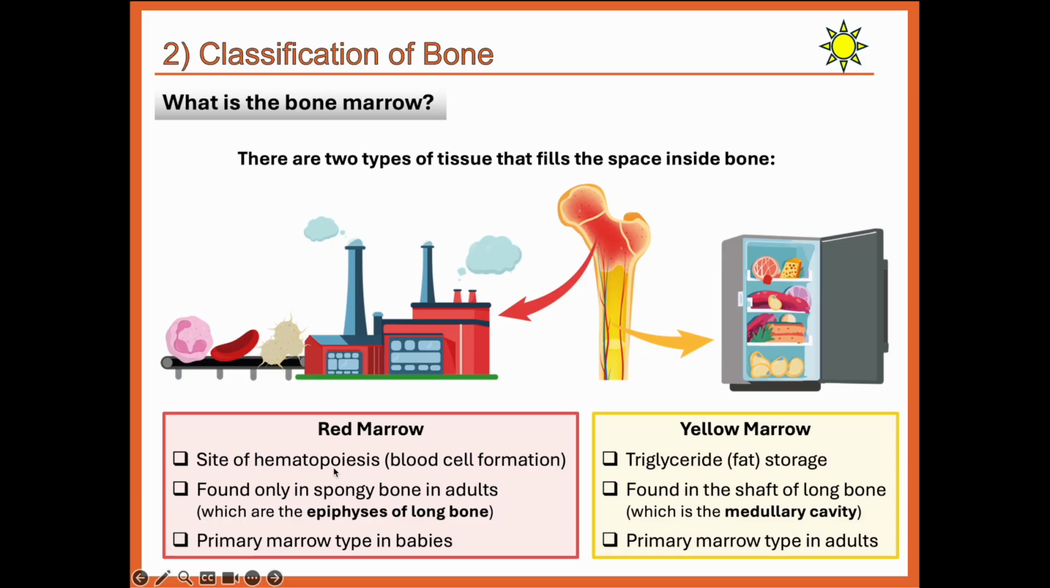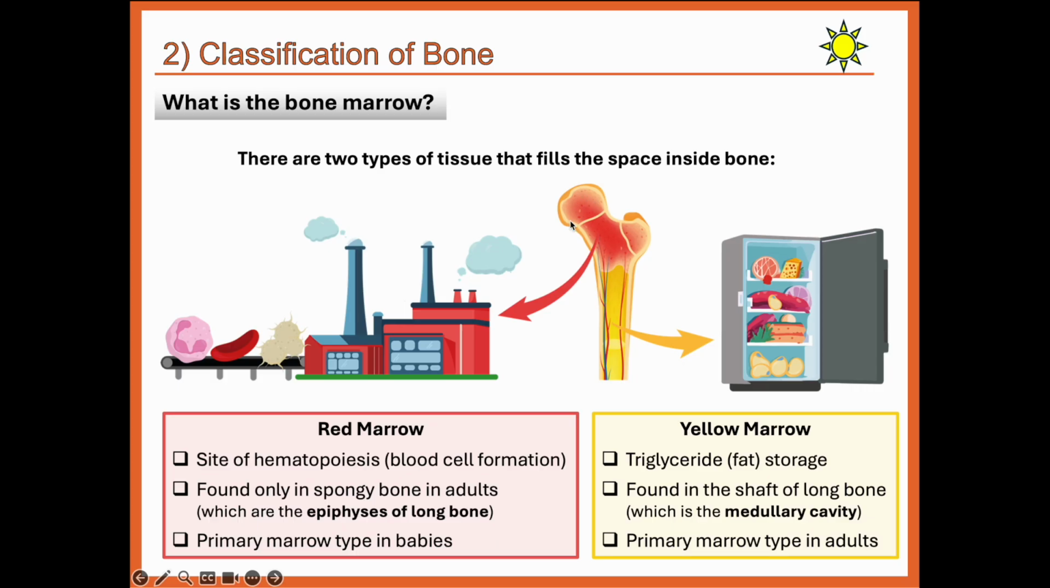This is the site of hematopoiesis. Hemato, like Hema, Quebec. Hemato means blood. Poiesis means to produce. So this is where we produce all of our blood cells. This is where the progenitors are of our blood cells. And you'll see that later on in the next course of bio.